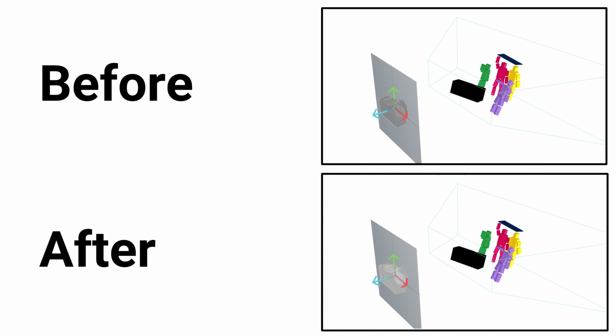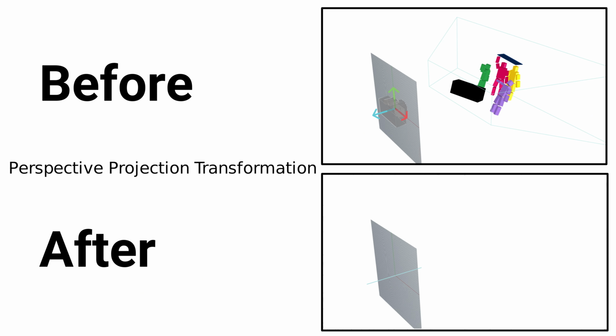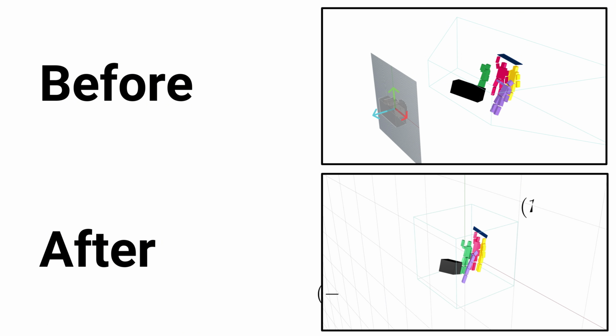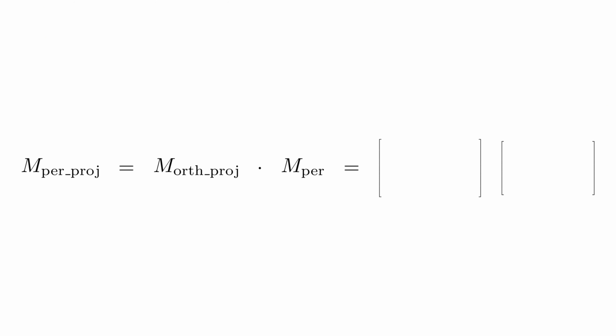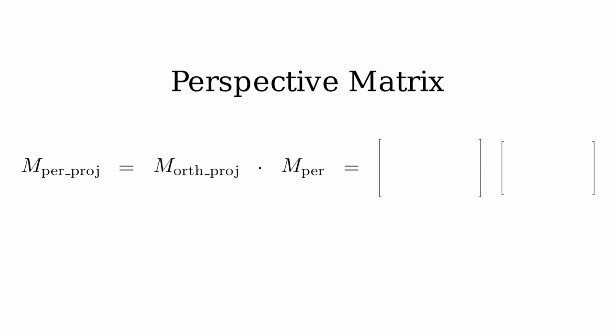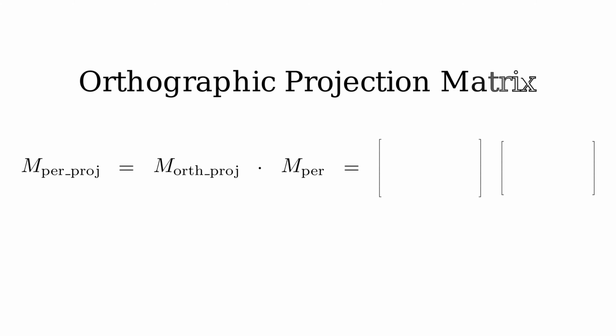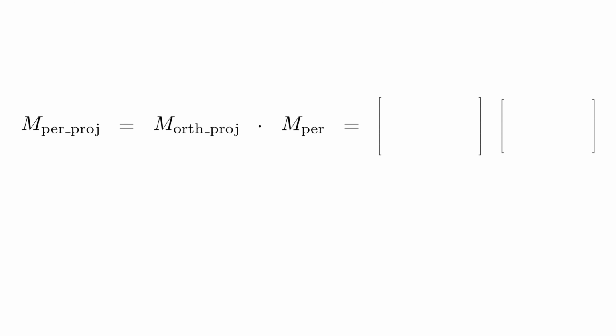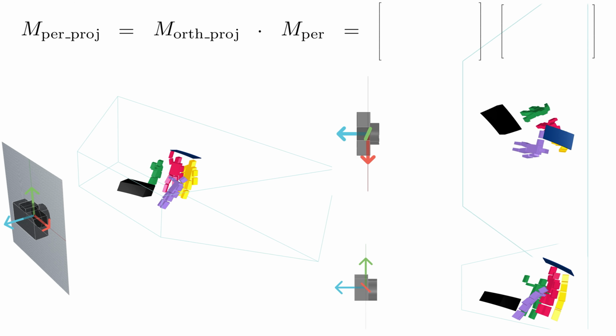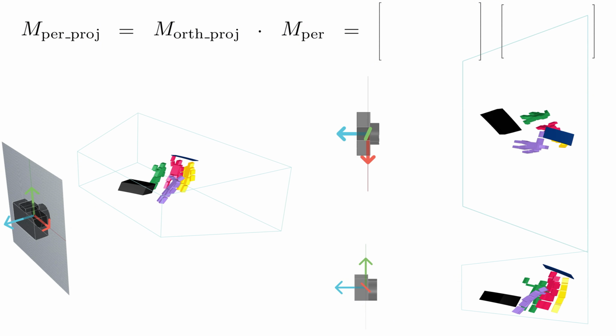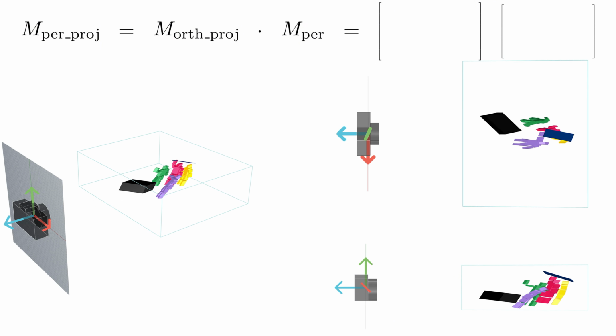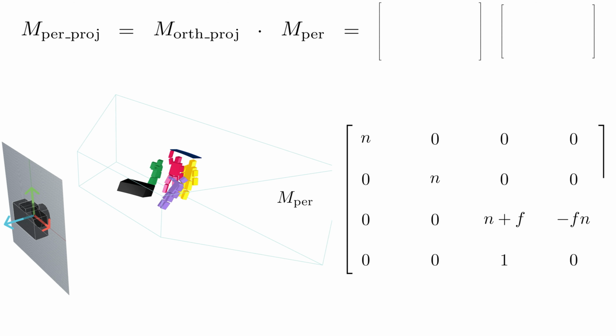The big picture of this transformation is that we need to squeeze this frustum into a canonical cube, meaning all the x, y, z values within this cube are in the domain [-1, 1]. A perspective projection transformation matrix is composed of two matrices. One is the perspective matrix, and the other is the orthographic projection matrix. Let's unveil the perspective matrix. The perspective matrix squishes the frustum into a rectangular cuboid. This is the perspective matrix.